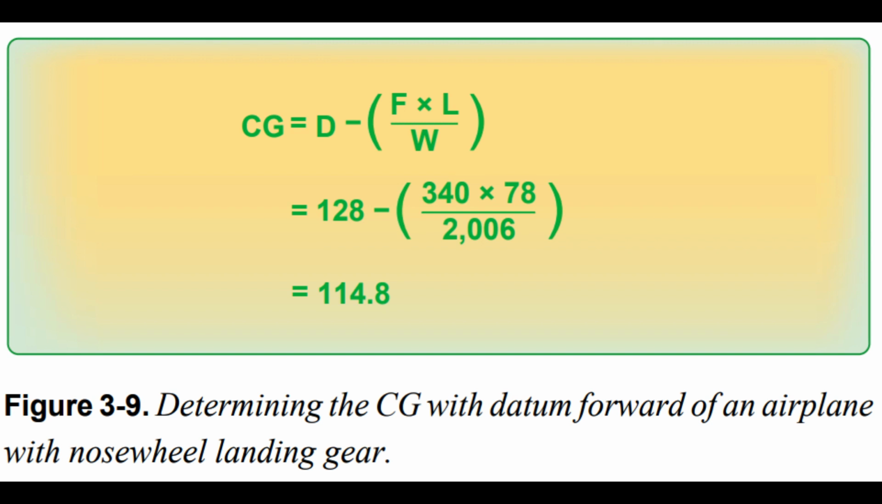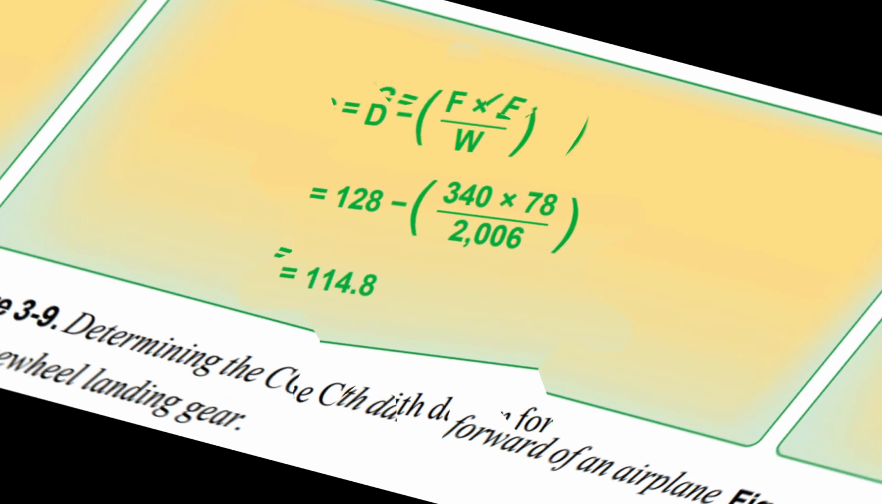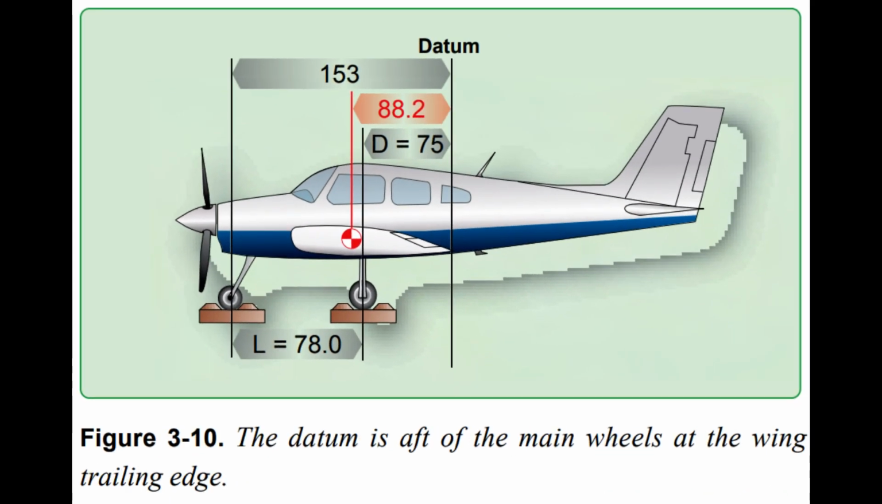Datum aft of the main wheels, nose wheel landing gear. The datum of some aircraft may be located aft of the main wheels. The airplane in this example is the same one just discussed, but the datum is at the intersection of the trailing edge of the wing with the fuselage. The distance, d, between the datum of the airplane in Figure 3.10 and the main wheel weighing points is 75 inches, the weight of the nose wheel, F, is 340 pounds, and the distance between main wheels and nose wheel, L, is 78 inches. The total net weight of the airplane, W, is 2,006 pounds.